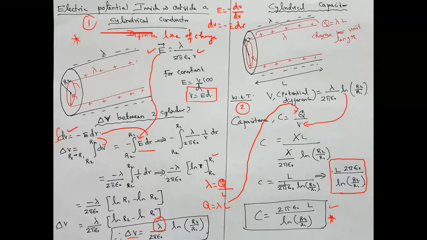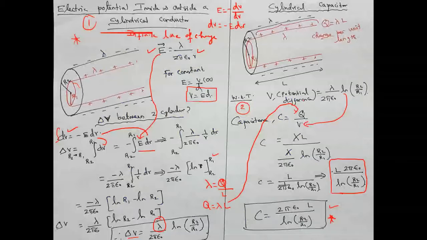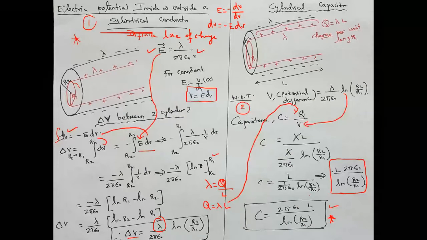Clear? Okay. Now we are going to conclude this. We use the final rule to find the capacitance. Capacitance C is equal to 2 pi epsilon naught L divided by natural log of R2 over R1. We are going to use only this. These are all the explanation of how we got this equation.